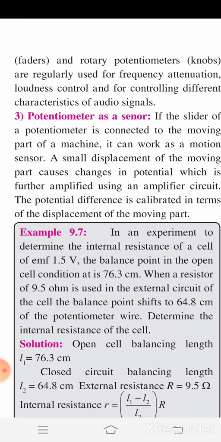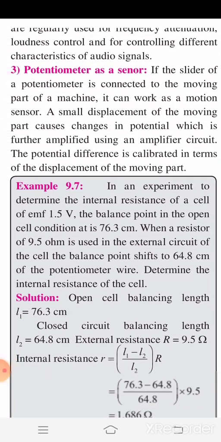Rotary potentiometers, means knobs, and sliding potentiometers, faders, are regularly used for frequency attenuation, where in an audio control system frequency attenuation is needed, then these potentiometers are used, as well as for controlling the loudness and for controlling the different characteristics of audio signals.